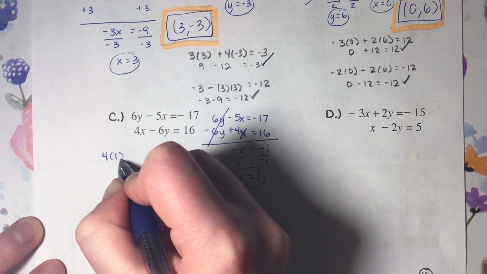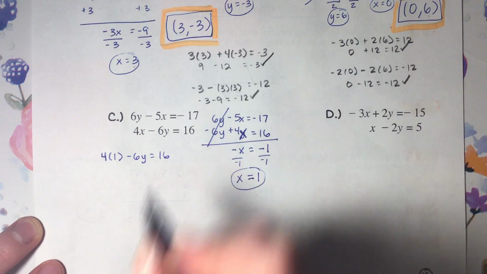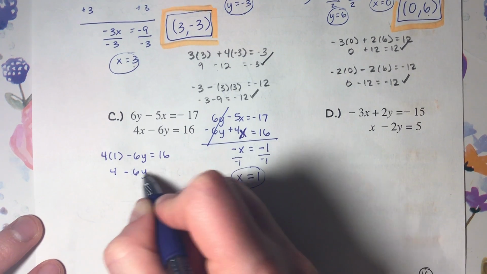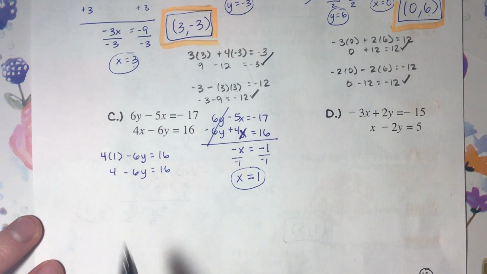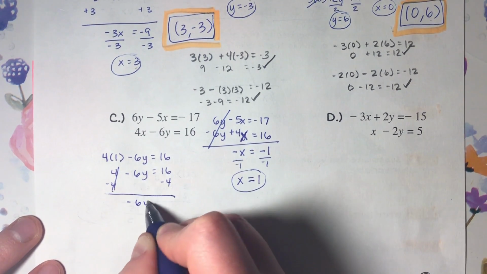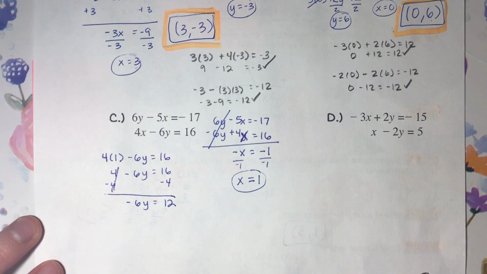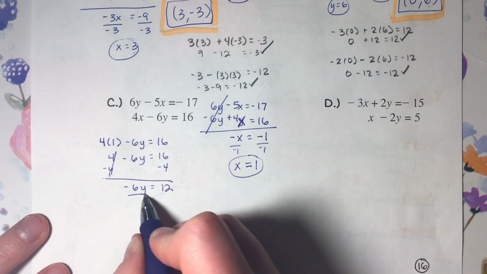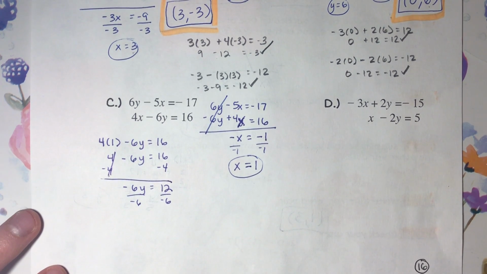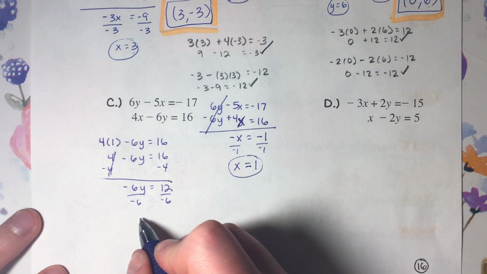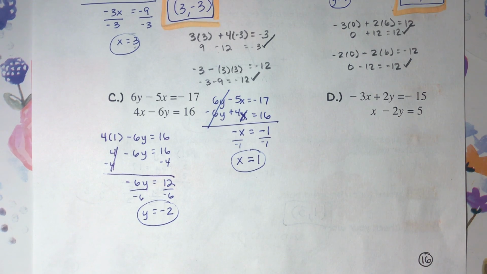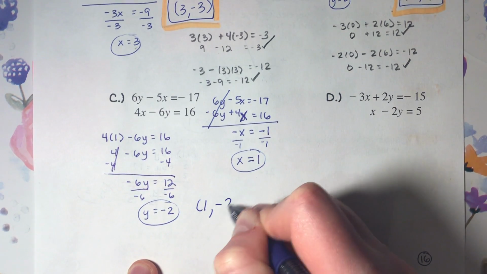So this is 4 times 1 minus 6y is equal to 16. Well, 4 times 1 is 4, minus 6y is equal to 16. I'm going to subtract 4 from both sides because I'm trying to isolate the y. That gets me negative 6y is equal to 12. And now to finish isolating the y, I divide by negative 6. We've talked about this quite a bit. Oftentimes, division is one of your very last steps when solving equations. This gets me y is equal to negative 2. So now my solution is 1, negative 2.